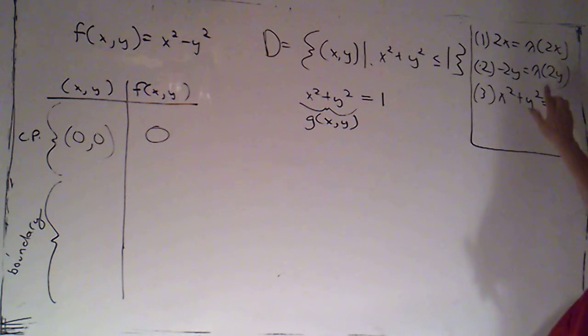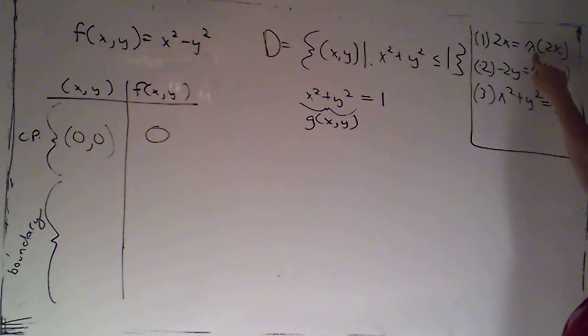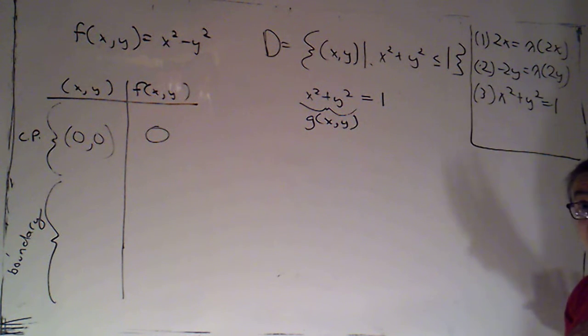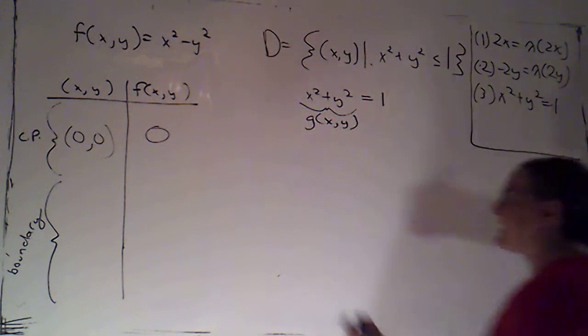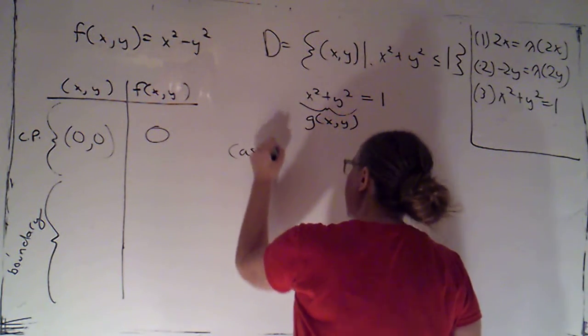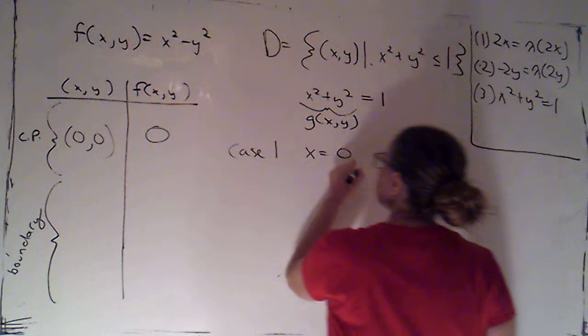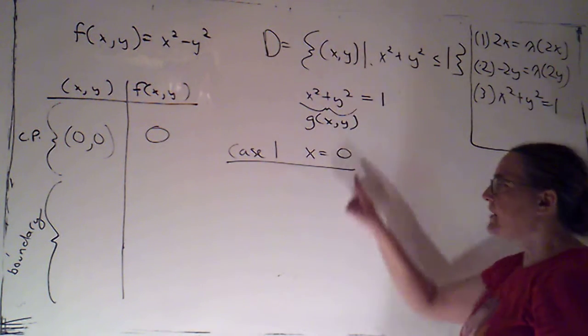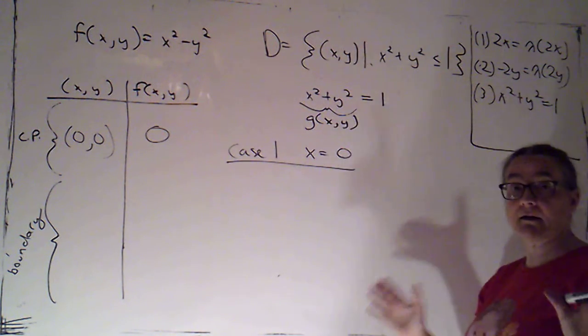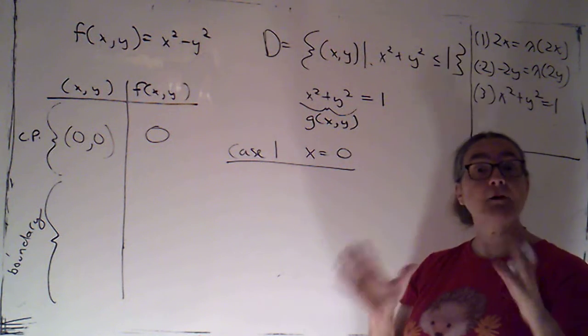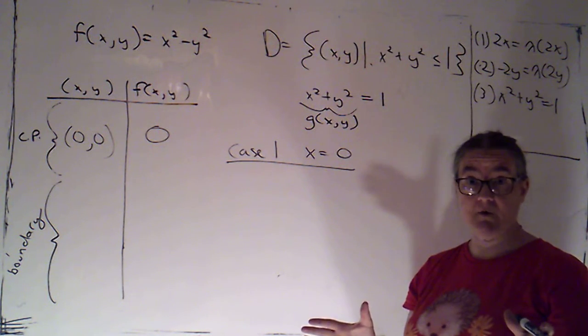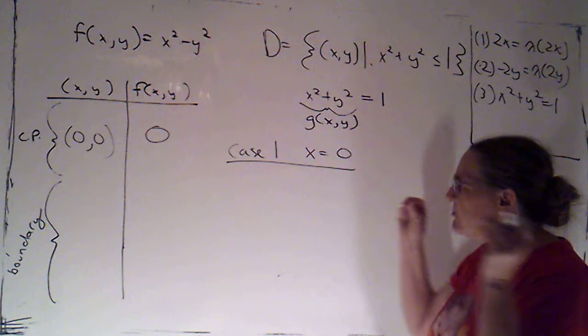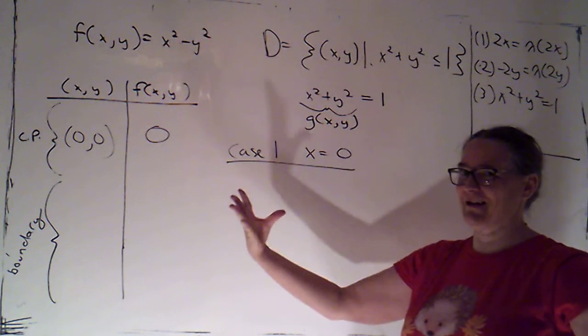So, if I wanted to solve for lambda in equation 1, I would want to divide by 2x. What could go wrong? X could be 0, and I know I can't divide by 0. So case 1, x is 0. Now that's all I'm going to write. I'm not going to make any assumptions about y or lambda, which are my other two variables, because the more assumptions I make, the more cases I'm going to have.